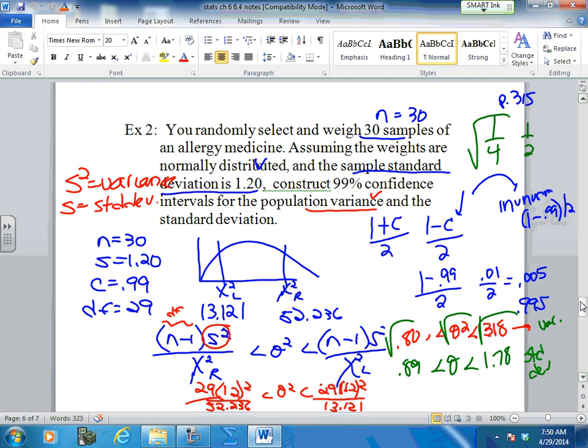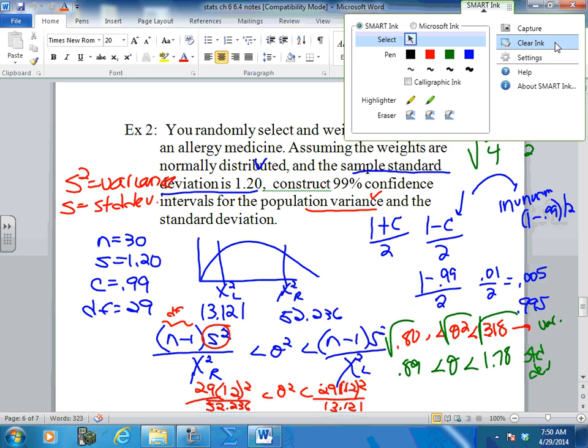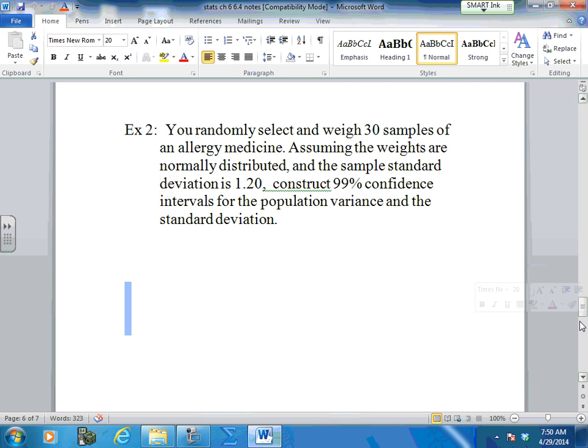Okay, so again, we're going to find the critical values, set it up, and find your confidence interval for your variance and your confidence interval for your standard deviation. Actually, let's do this next one together. They now want us to find one for 99.